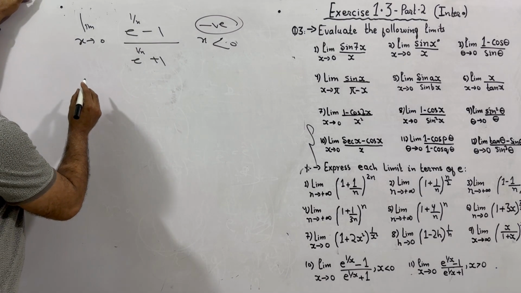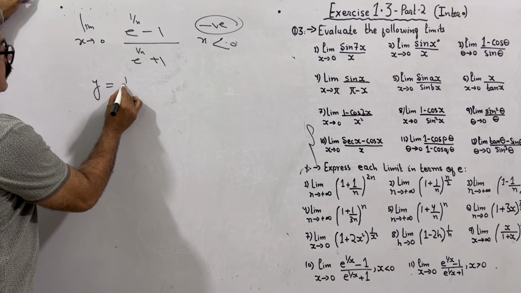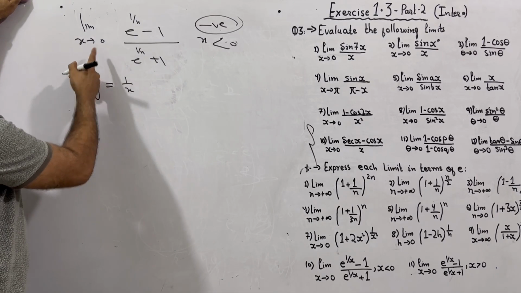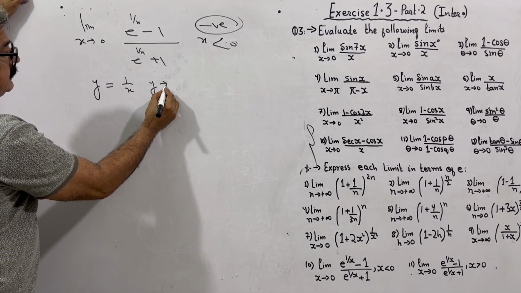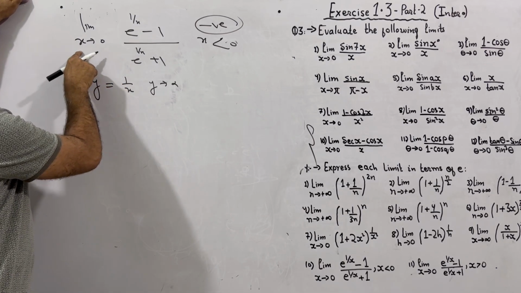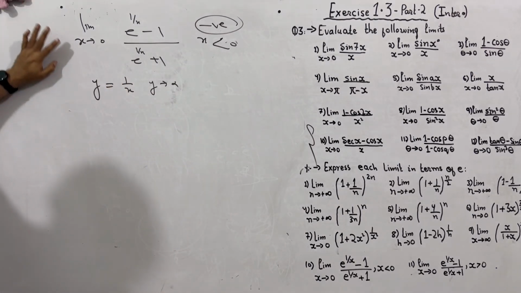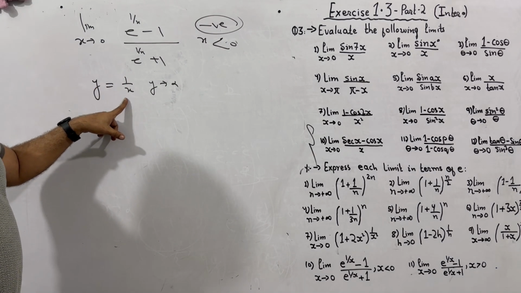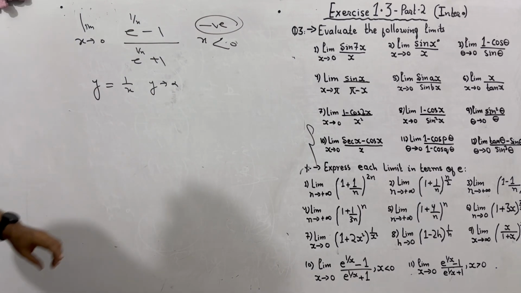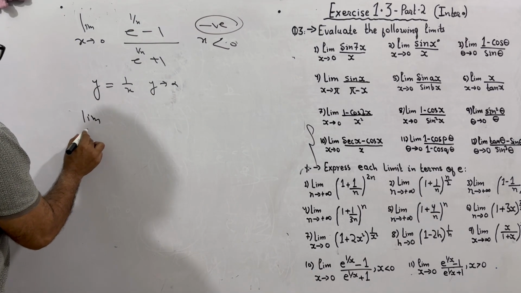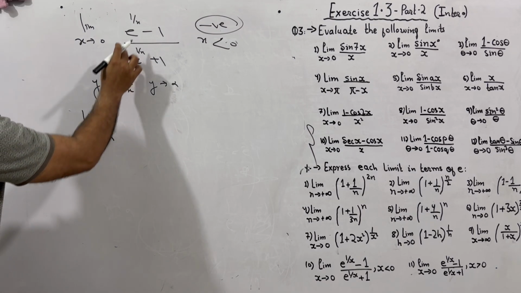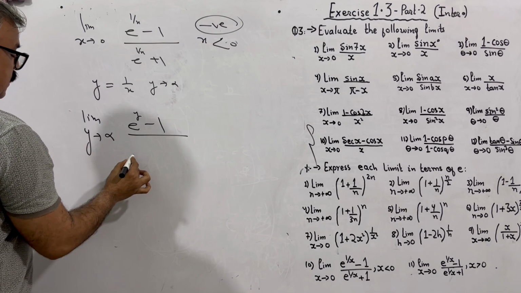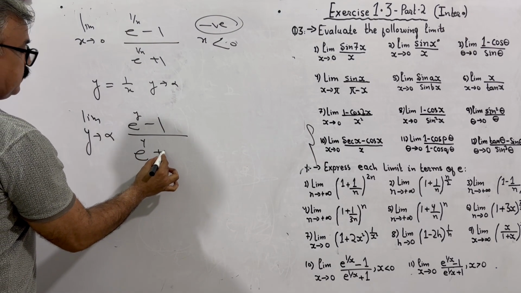How to handle this? Suppose y is equal to 1 over x. As x tends to 0, y tends to infinity, since 1 over 0 means y is infinity. So I can write limit y tends to infinity, instead of 1 upon x, of (e raised to y minus 1) over (e raised to y plus 1).